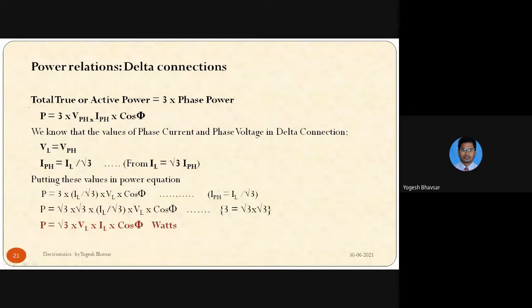Now power relations for delta connection. True power or active power is 3 times the phase power. So we can have the same equation, P is equal to 3 times VPH IPH cos phi. For delta connection we have VL is equal to VPH, but IPH is equal to IL by root 3, because we have derived IL is equal to root 3 IPH. Then put these values in our equation. So we get 3 times VPH is VL and IPH is IL by root 3 cos phi as it is. So rearranging this, 3 by root 3 is root 3, then VL IL cos phi.